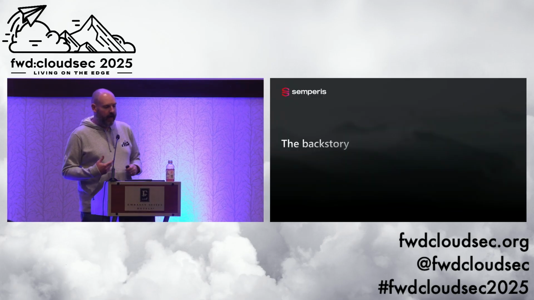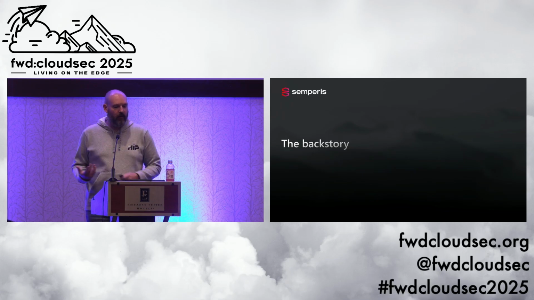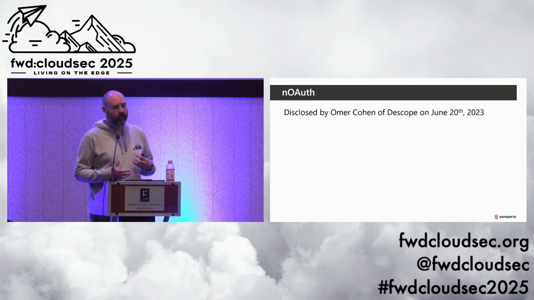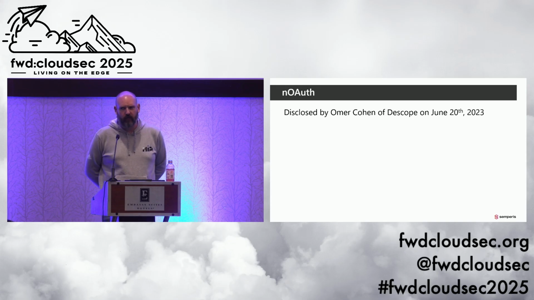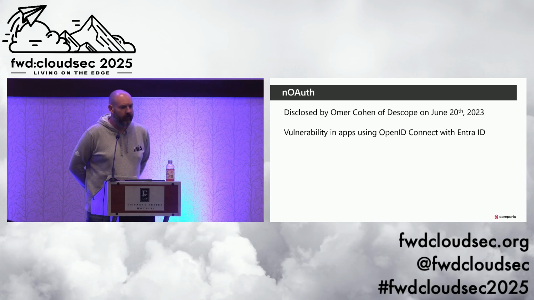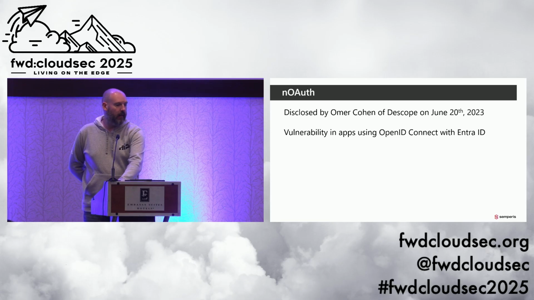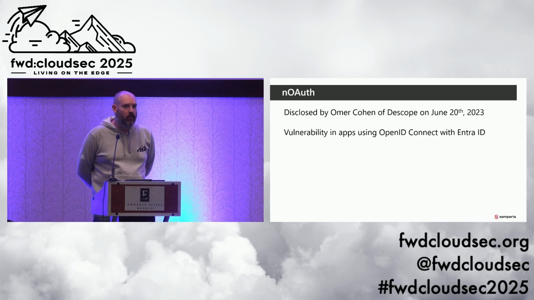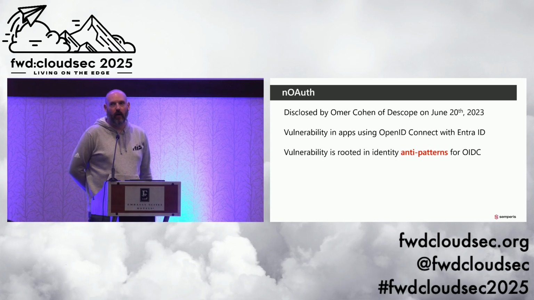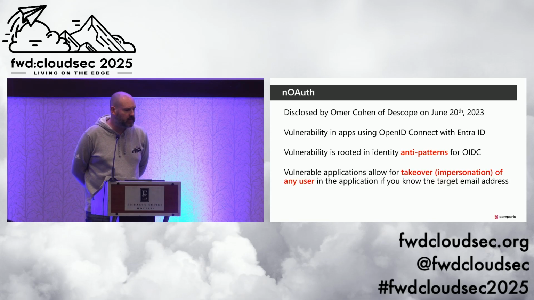So, the backstory for what we're going to be talking about today is NoAuth. This was disclosed by Omer Cohen of Dscope on June 20th, 2023. In their research, they talked about how it was around April 2023 that they reported this to Microsoft. It's a vulnerability in apps using OpenID Connect to integrate with Entra ID for authentication.